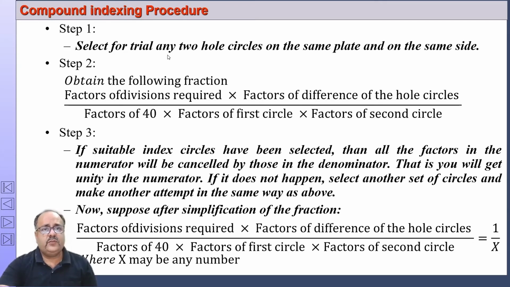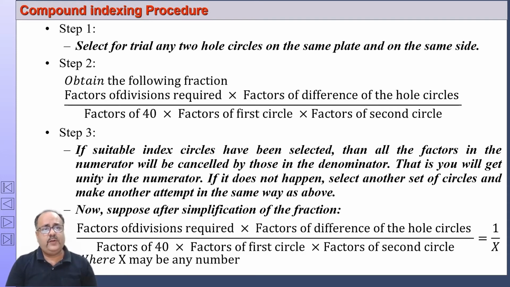So first we have to select any 2 hole circles on the same plate and on the same side. Very important. It should be on the same plate. We cannot select a hole circle from plate 1 and another from plate 2. That is not possible. Please be very careful while selecting the 2 hole circles. The 2 hole circles should be on the same plate, and if you are using Brown and Sharpe's plate, then it should be on the same side also. So first we have to select 2 hole circles. Now the question is how to select the hole circles. We'll come to it later.